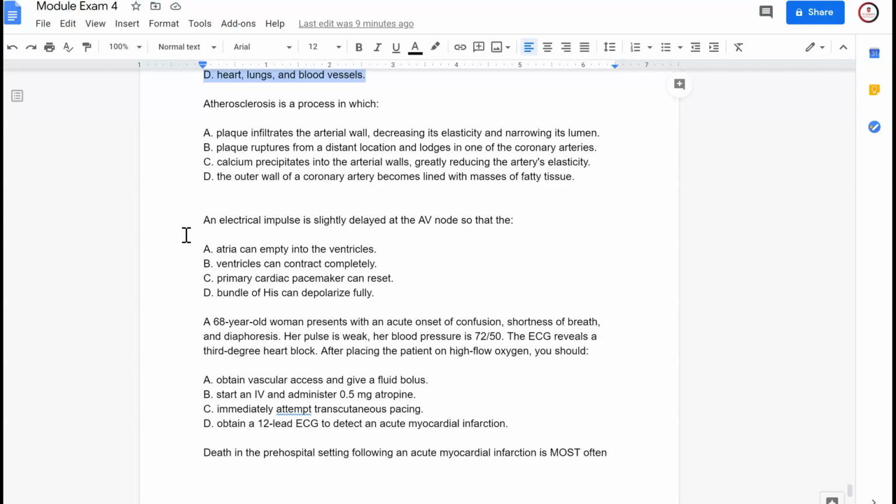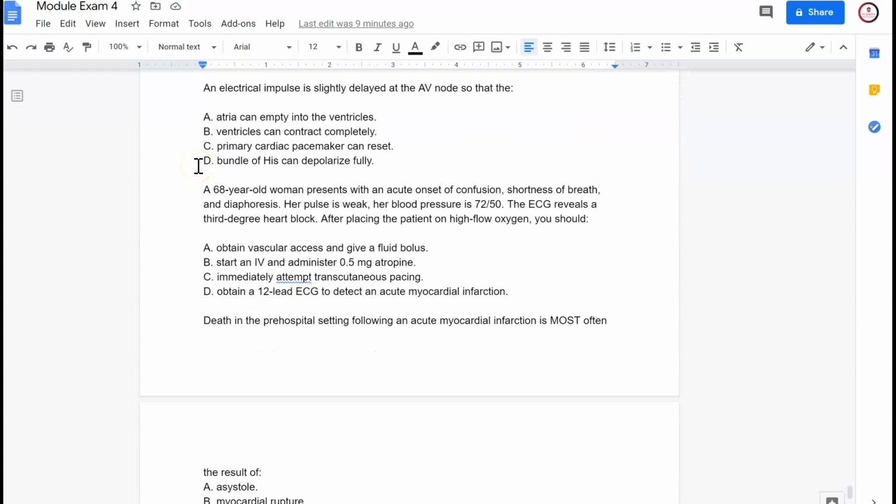Now, if you remember, we talked about the difference between atherosclerosis and arteriosclerosis. Ath, if you put it in front of it, fat is fat, which is plaque. Outer wall coronary artery becomes lined with masses of fatty tissue. It's not the outer wall that's the problem, it's the inner wall, where it's infiltrating the arterial wall. Best answer, A.